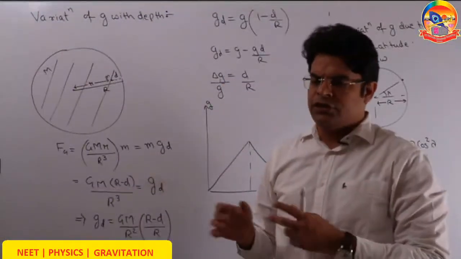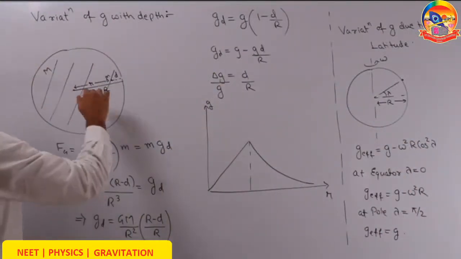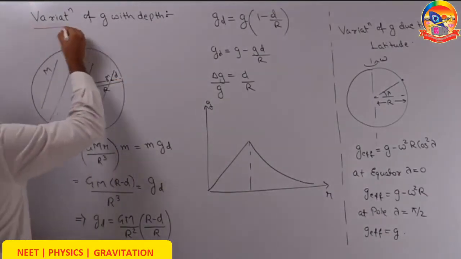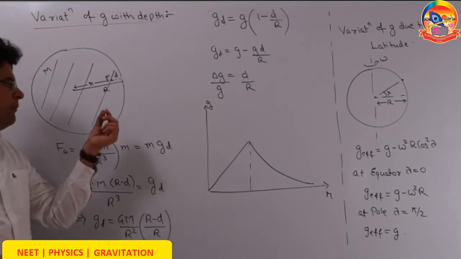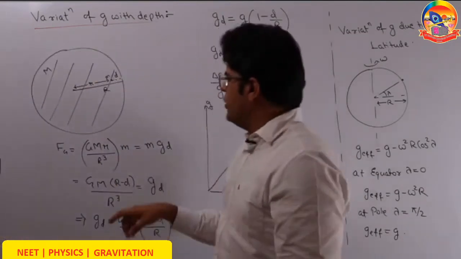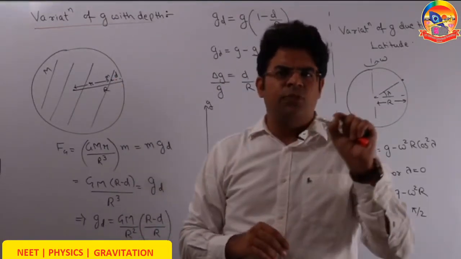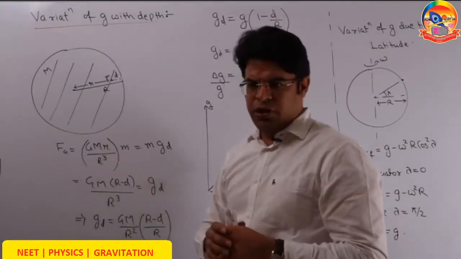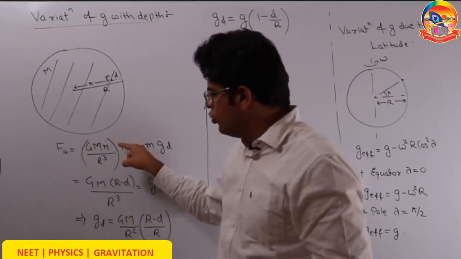Now we will do variation of g with depth. So let's say this is Earth and we go into a tunnel at depth d below the surface of Earth. What will be the force acting on a mass m placed at depth d below the surface of Earth? So now here, the gravitational field intensity at distance small r from the center is given as GMr by R cube. If you place a mass m here, the force acting has to be field into mass.